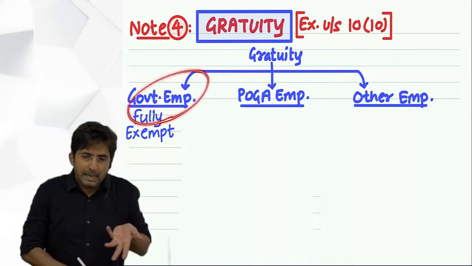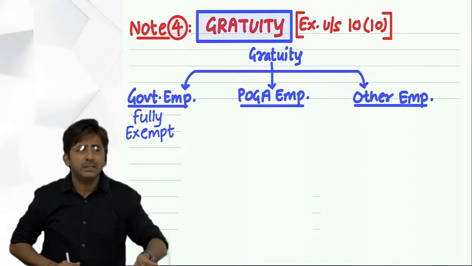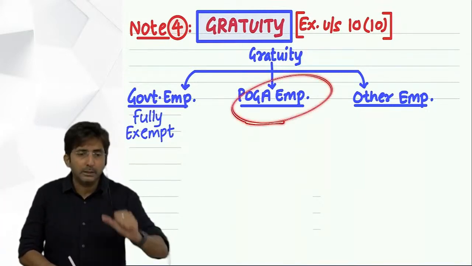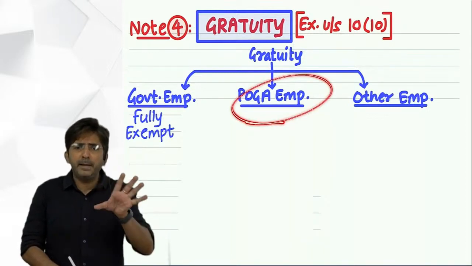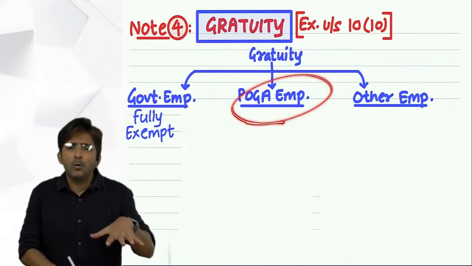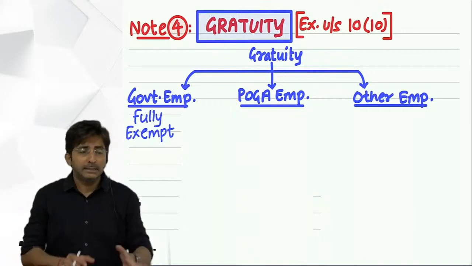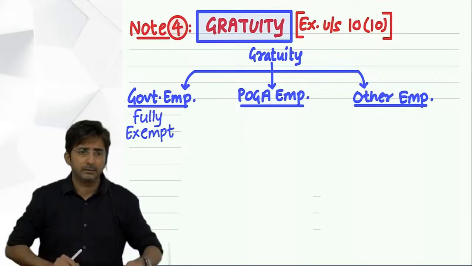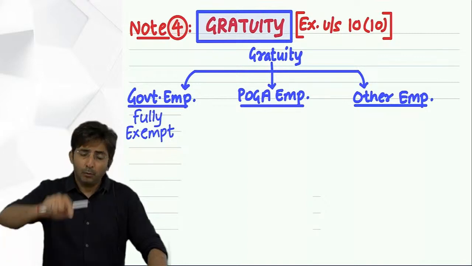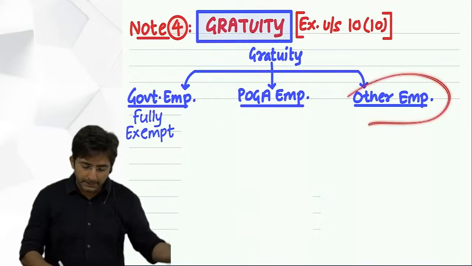Government employee, they will have to write, otherwise how can you know? They will write in the question that he is working under government service. Even for POGA, they will write in the question that the employee is covered by the Payment of Gratuity Act. In my Hindi batch, I say, POGA hoga, to likha hoga. Means if he is POGA, it will be written in the question that he is covered by the Payment of Gratuity Act 1972. But if the problem doesn't say anything, that means he is an other employee.